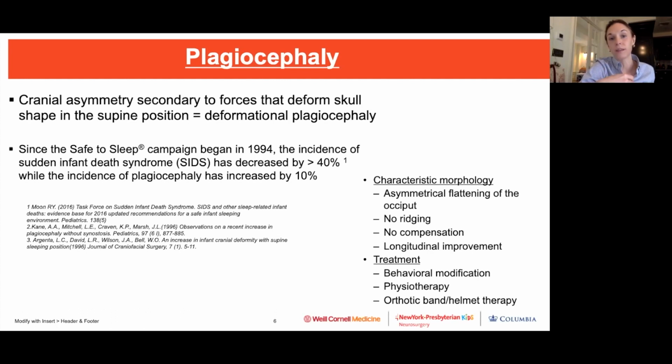this is not surgical. This is benign. This gets better on its own. It started to really crop up since the Safe to Sleep campaign, meaning every child is put to sleep on their back since 1994 to decrease the incidence of SIDS.